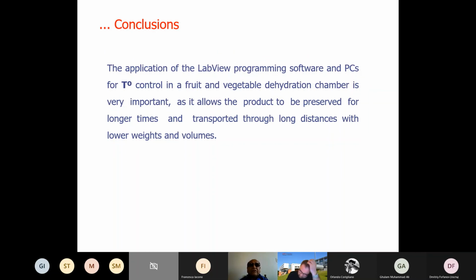The application of the LabVIEW programming software and PCs for temperature control in a fruit and vegetable dehydration chamber is very important, as it allows the products to be preserved for longer times and transported over long distances with much lower weights and volumes.